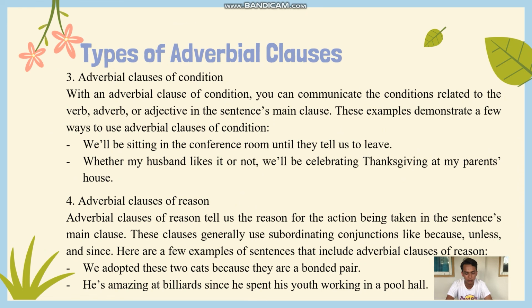And then the next one is the adverbial clause of reason. An adverbial clause of reason tells us the reason for the action being taken in a sentence's main clause. These clauses generally use subordinating conjunctions like because, unless, and since. Here are a few examples of sentences that include adverbial clauses of reason. The first one is: we adopted these two cats because they are a bonded pair. And the second one is: he is amazing at billiards since his job is working in a pool hall.